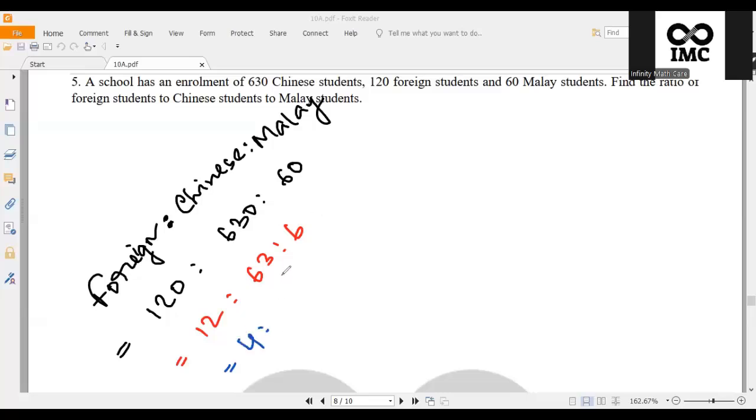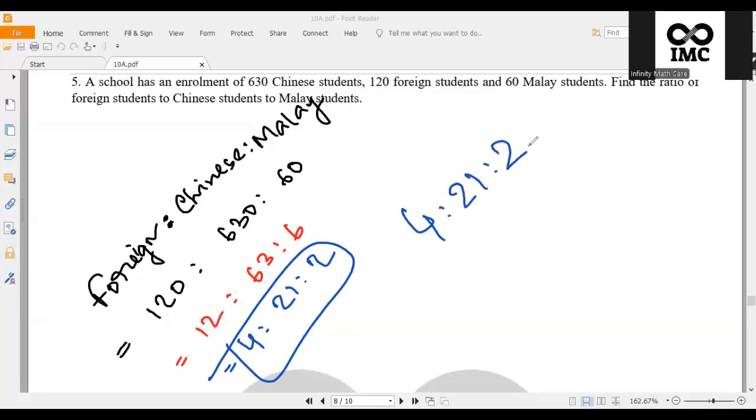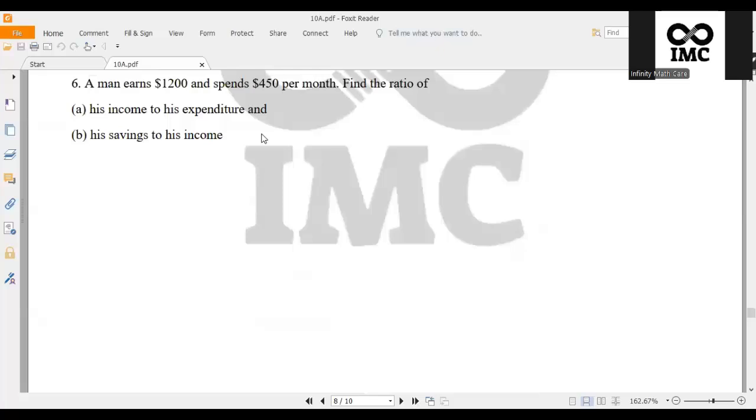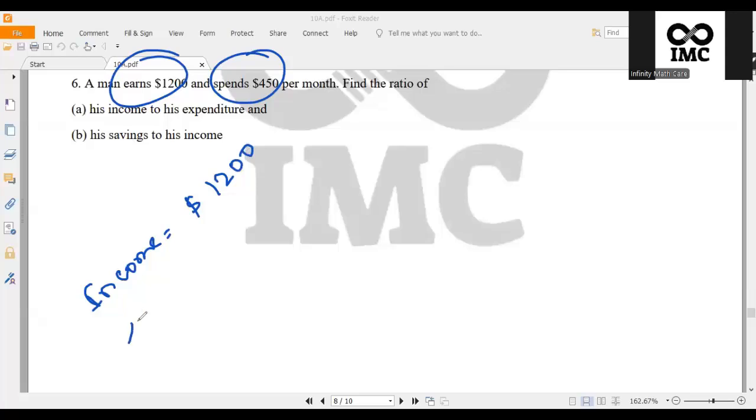12 by 3 is 4. 63 by 3 is 21. And 6 by 3 is 2. So answer will be 4 is to 21 is to 2. Now question number 6. Question number 6 says a man earns $1,200. That means this is his income. And spends $450 and this is his expenditure. So we can write income of a man is $1,200 and expenditure is $450. Now we need to find out the ratio.